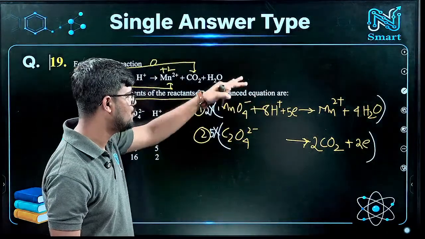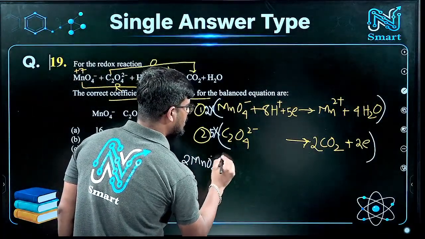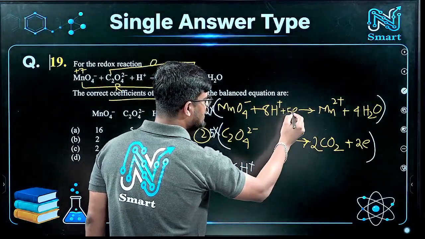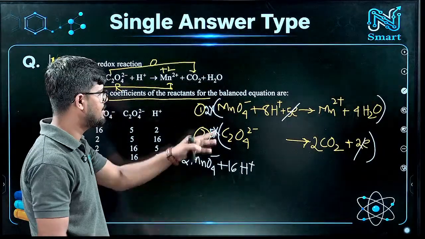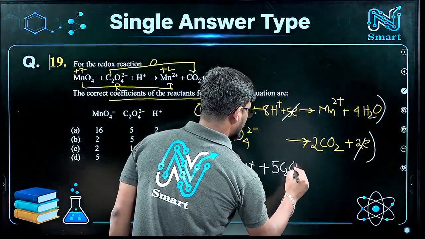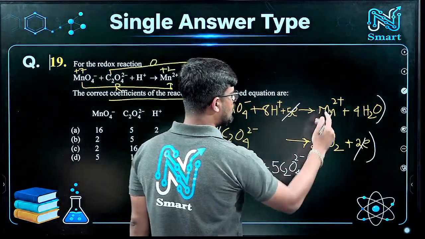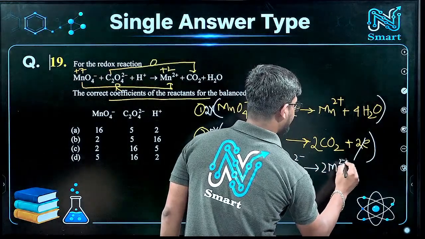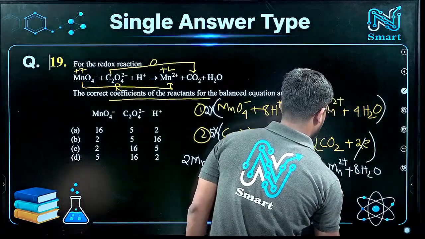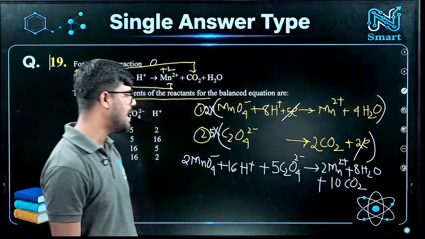Now if you add these two equations, what will you get? 2 MnO4 minus plus 2 into 8, that means 16 H plus, and this electron and this electron will cancel out, right? If we add, there are 10, here also 10. On the left side here we have 5 C2O4 2 minus. Now come to the right side: 2 Mn2 plus, 4 into 2, 8 H2O, plus 2 into 5, 10 CO2. Done. This is the balanced equation.